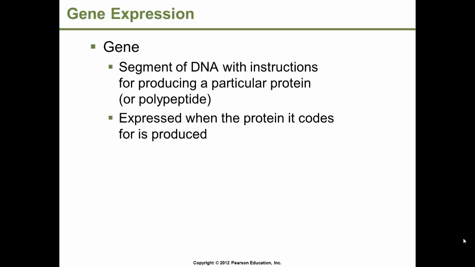As you recall from Chapter 20, a gene is a segment of DNA that's considered the functional unit of inheritance. This segment of DNA of a gene carries the instructions for producing a particular protein or polypeptide. These are expressed when the protein it codes for is produced. The sequence of bases in DNA determines the sequence of bases in RNA, which in turn is going to determine the sequence of amino acids that's produced into a protein.